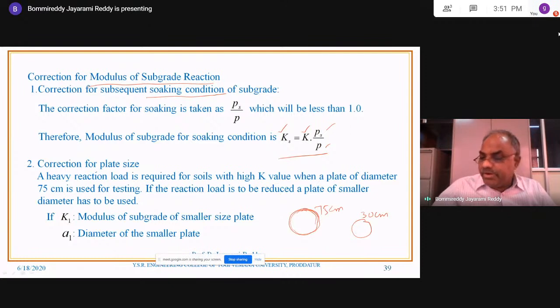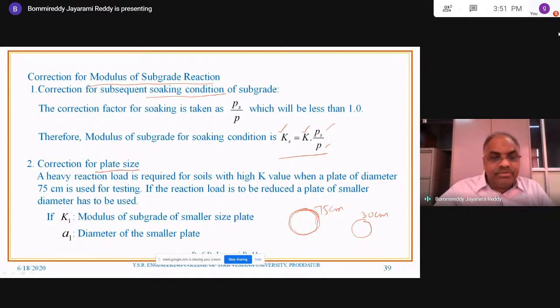Another correction is plate size. So a 75 centimeter diameter plate means it's a big size plate. All the time it may not be available at the testing place. And if the plate diameter is less, then follow the same procedure and correct it for the original standard diameter of the plate.